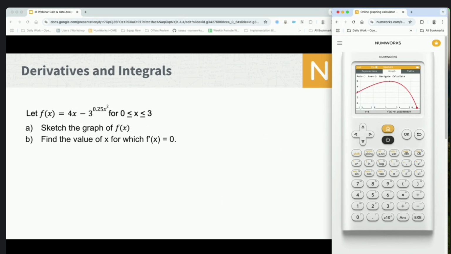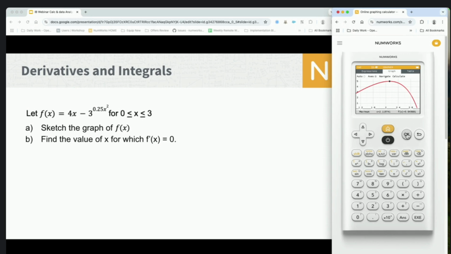To find the value when f of x is equal to 0, when f prime of x is equal to 0, I've got a couple of choices. If I've got a global view of what's happening in this section of the domain, the only place that f prime is going to be equal to 0 is at that maximum point. So I can grab those values, making sure that I put x equals 2.119 or 2.120.